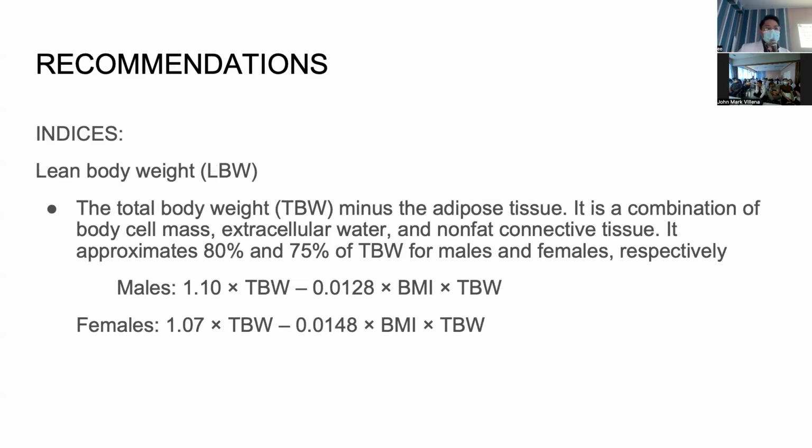Next is lean body weight: total body weight minus the adipose tissue. It is a combination of body cell mass, extracellular water, and non-fat connective tissue. It approximates 80% and 70% of body weight in males and females respectively. If you try computing it, it's almost the same result as ideal body weight.